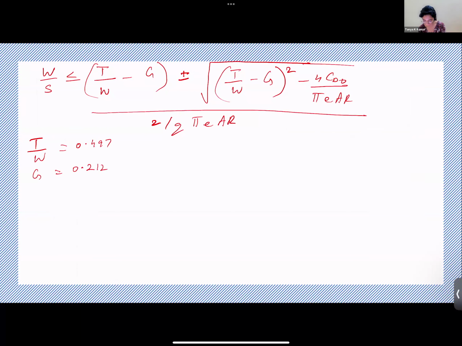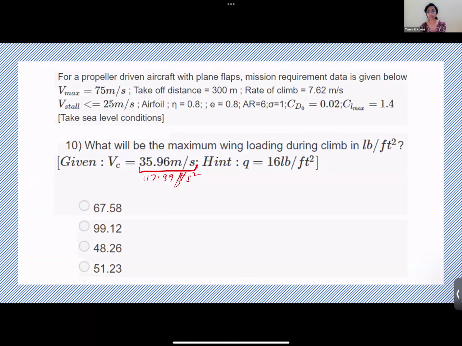Look at the question if you want. Yeah, so these are the quantities. You might need CD naught and aspect ratio. Use them in the equation and tell me what will be the answer. What is the maximum wing loading during climb? You will need to use CD naught, aspect ratio, Ostwald's efficiency factor. Yeah, that's about it.